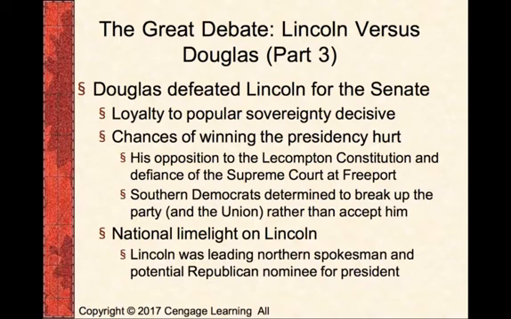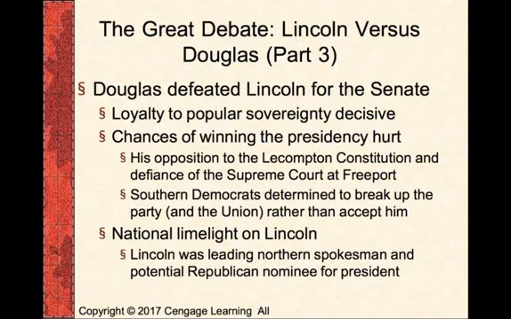Lincoln lost that 1858 election for the Senate. People's loyalty to the idea of popular sovereignty was decisive in the decision. But Douglas's chances of winning the presidency were hurt. His opposition to the Lecompton Constitution and the defiance of the Southern Court at Freeport led to Southern Democrats not willing to support him in the 1860 election.